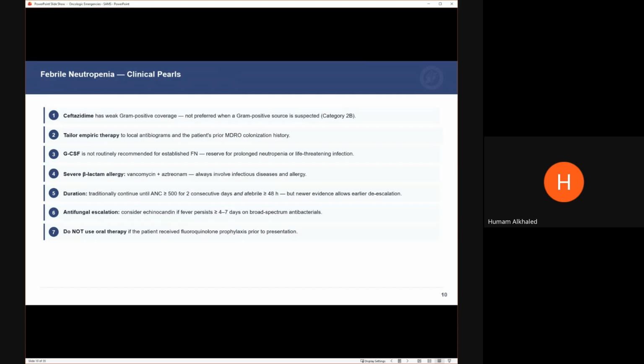The old approach was to continue antibiotics until ANC is over 500 for 2 days, and the patient has been afebrile, or fever-free, for 48 hours. But new evidence supports stopping earlier, and we will talk about that in the next slide.